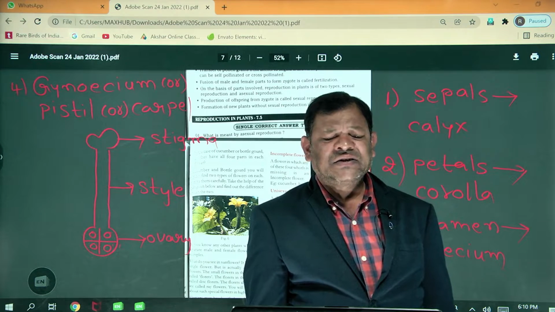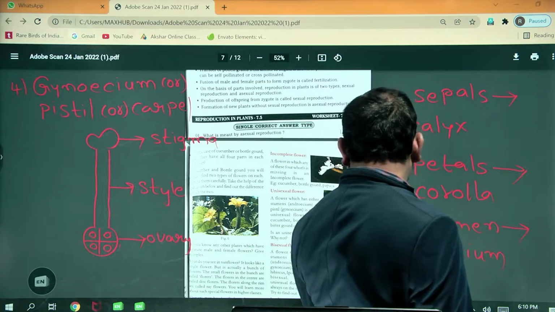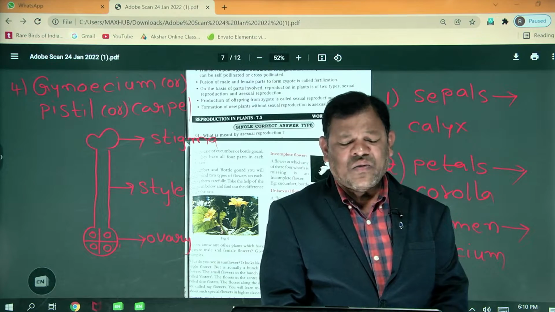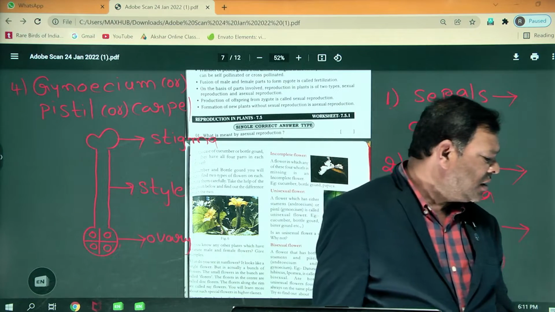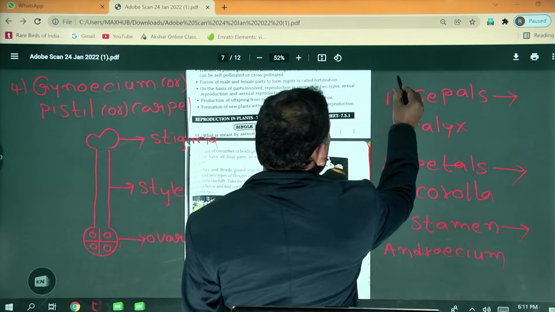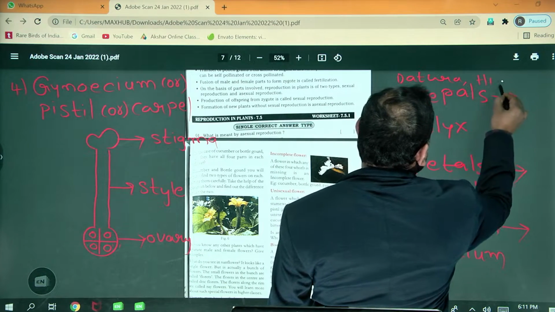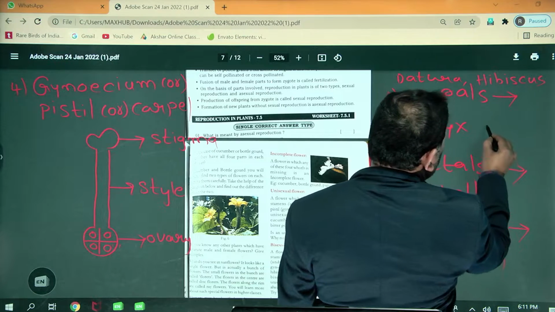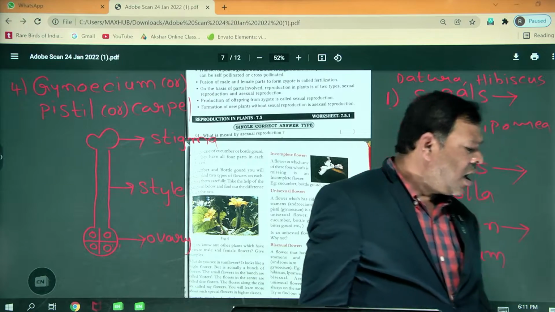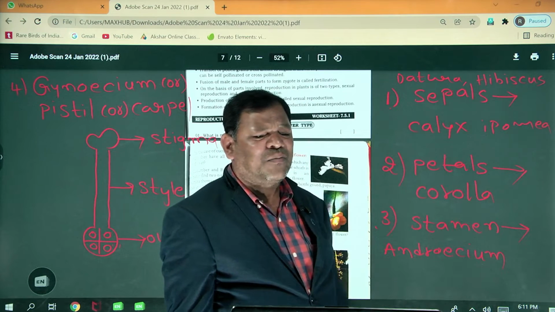Next, a very important thing is the complete flower. A complete flower means a flower that contains calyx, corolla, androecium, and gynoecium. What are examples of the complete flower? Datura, hibiscus, and the third one is ipomoea. These are examples of the complete flower.